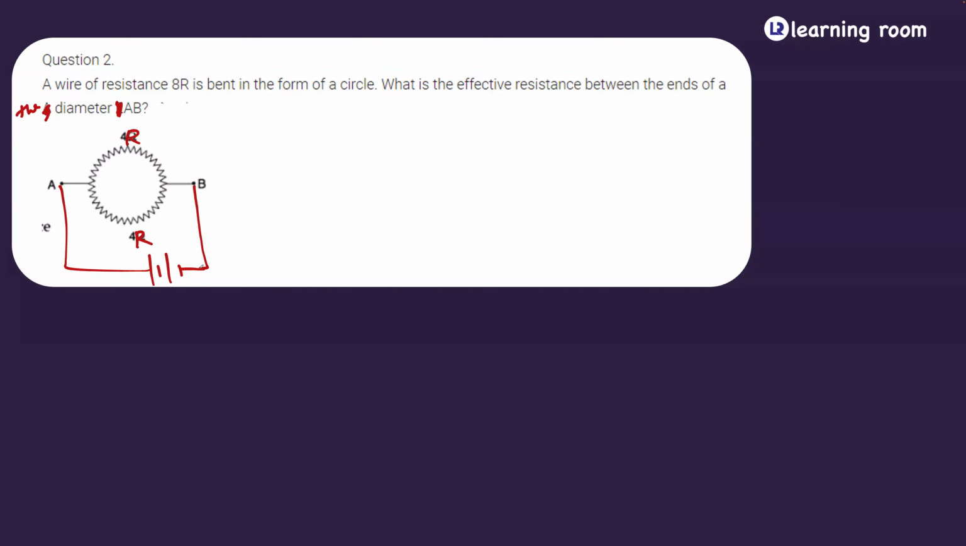Listen to this carefully. I repeat the question. This is of resistance 8R. You break it into 8 equal parts. The resistance of each small part is going to be 1R. But why?